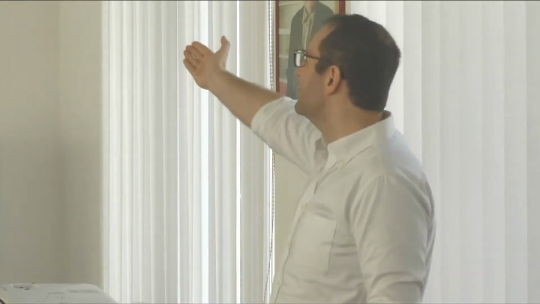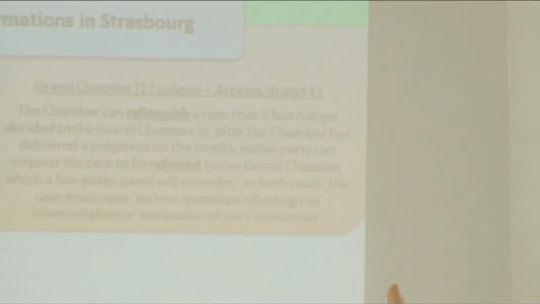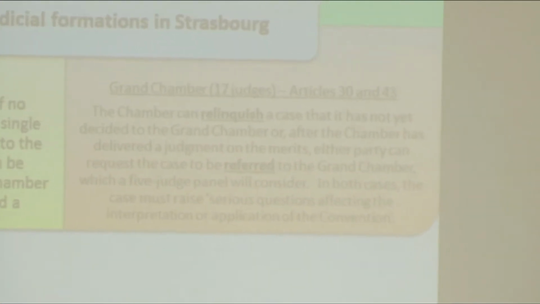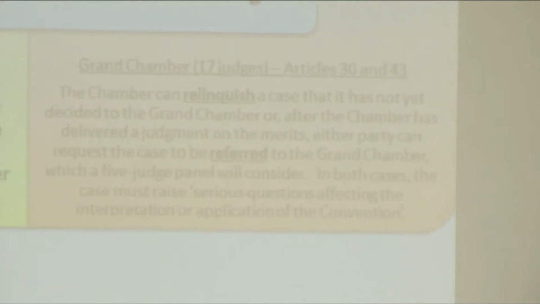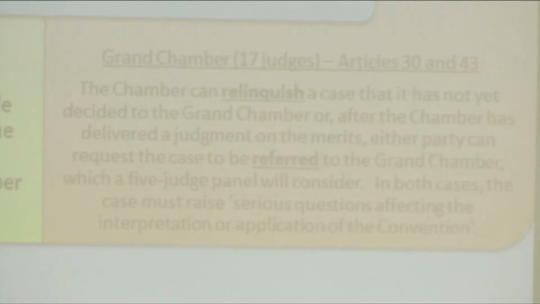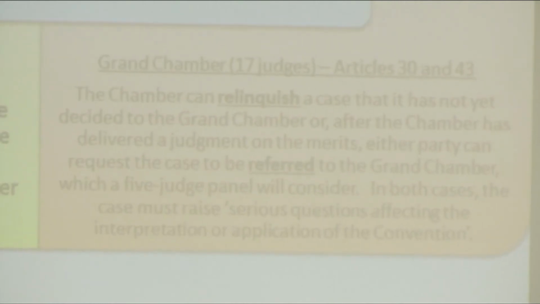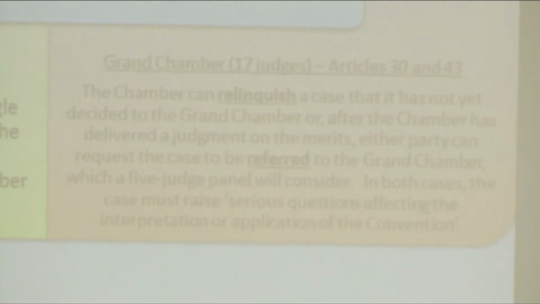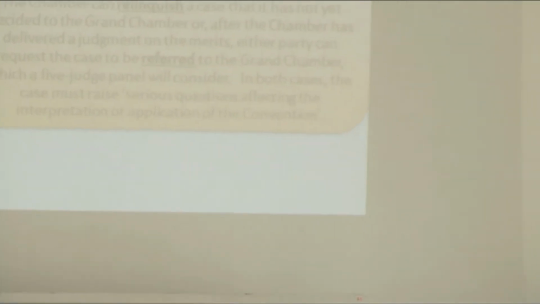So how did we get to the Grand Chamber, is the question. There are 2 ways of getting to a Grand Chamber of 17 judges. One is that the chamber relinquishes the case to the Grand Chamber. That is to say, the chamber is seized of the case and says, this is very important, or very hard, there's a standard that they apply for this. So they say, we are going to relinquish our jurisdiction in favor of the Grand Chamber. The chamber doesn't actually make any decision except the decision to relinquish.